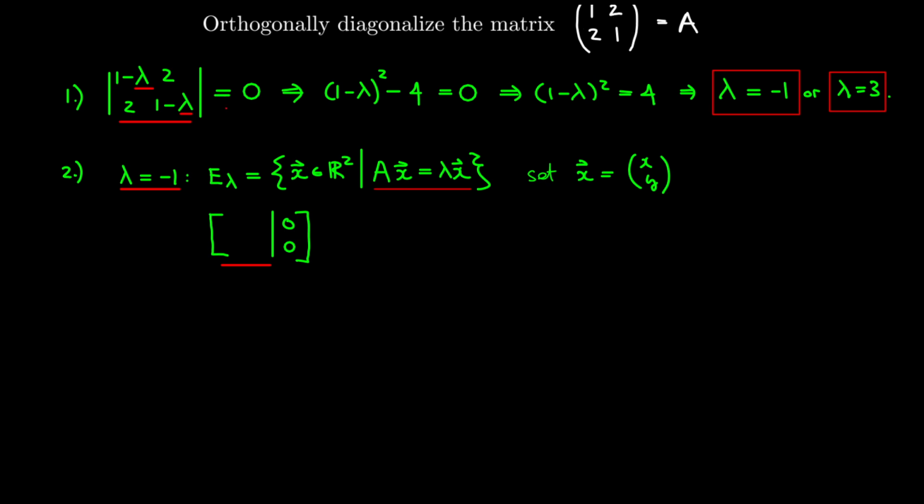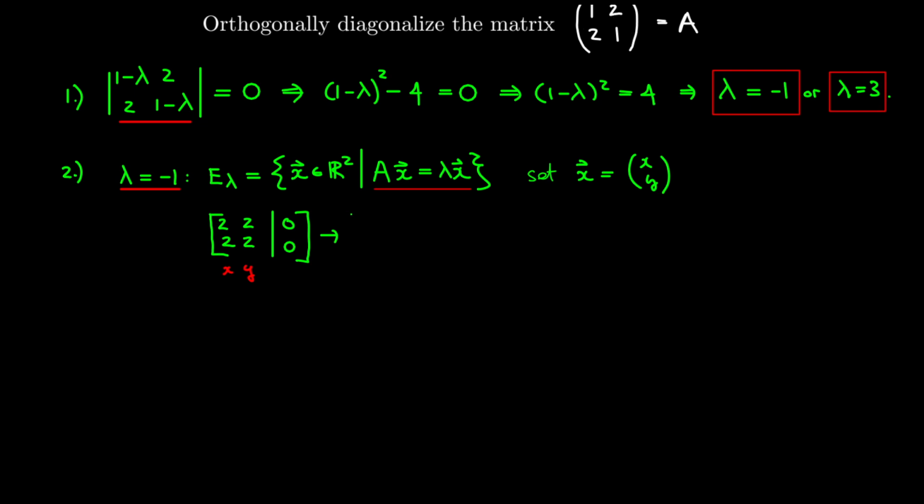So to do that, let's see what we get. We will just get here, 1 minus lambda is just going to be 2, because 1 minus -1 is 2. Then we have 2 here, and then we have 2 here, and also 2 here. So this is a linear system, and just to be clear what the x and the y is, this column here corresponds to x, and this corresponds to y.